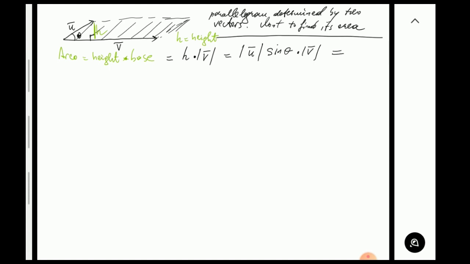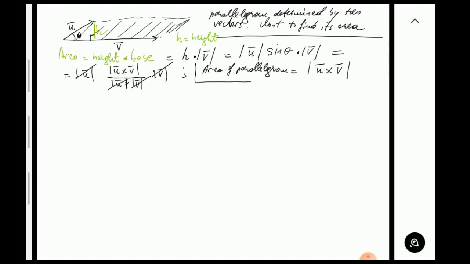But now, remember, we have a formula for the sine of theta in terms of the vectors u and v. So sine of theta is going to be the magnitude of u cross v divided by the magnitude of u times the magnitude of v, and then times the magnitude of v that was there from the beginning. So we can cancel these magnitudes, and as it turns out, the area of the parallelogram is nothing but the magnitude of the cross product of the vectors that form its sides.